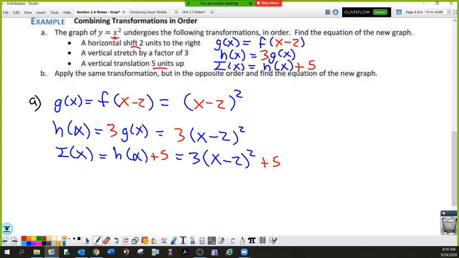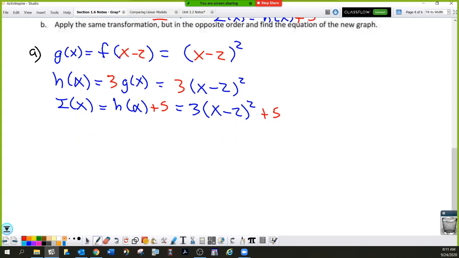Apply the same transformations but in the opposite order and see what happens. Because guess what? It will not be the same equation. The order of transformations matters. So I went through the process again. Part B. We're going to do it in the exact opposite order.